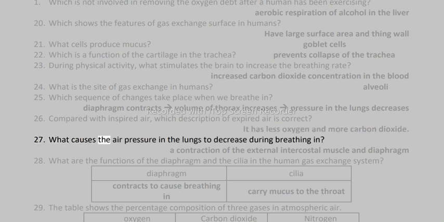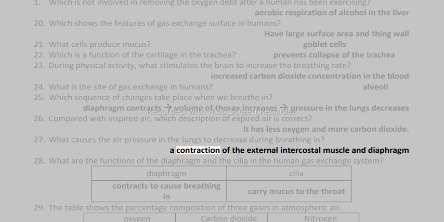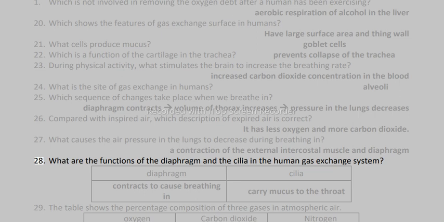27. What causes the air pressure in the lungs to decrease during breathing in? A contraction of the external intercostal muscle and diaphragm. 28. What are the functions of the diaphragm and the cilia in the human gas exchange system? Diaphragm contracts to cause breathing in; cilia carry mucus to the throat.